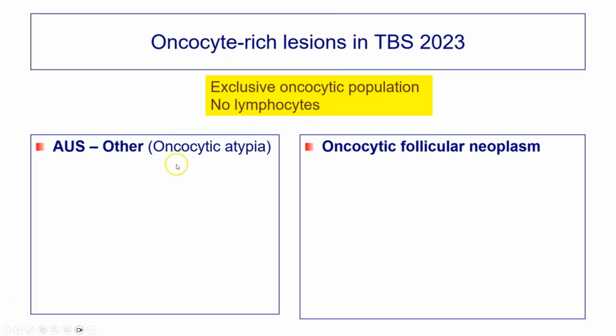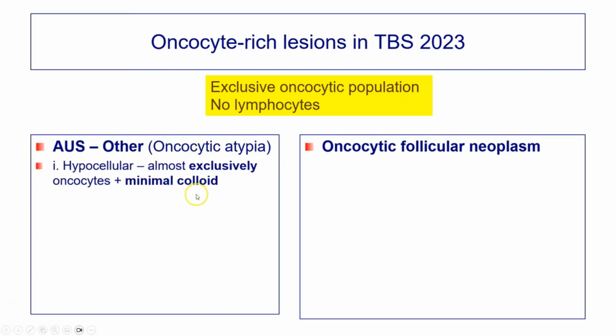Now, oncocytic lesions can also fall into other categories such as AUS, atypia of undetermined significance, and oncocytic follicular neoplasm, and this is when we see an exclusive oncocytic population without background lymphocytes. And when I say oncocytic population here, I mean that the cells should not have nuclear features of papillary thyroid carcinoma or medullary thyroid carcinoma. So this can fall into the AUS other category, oncocytic atypia.